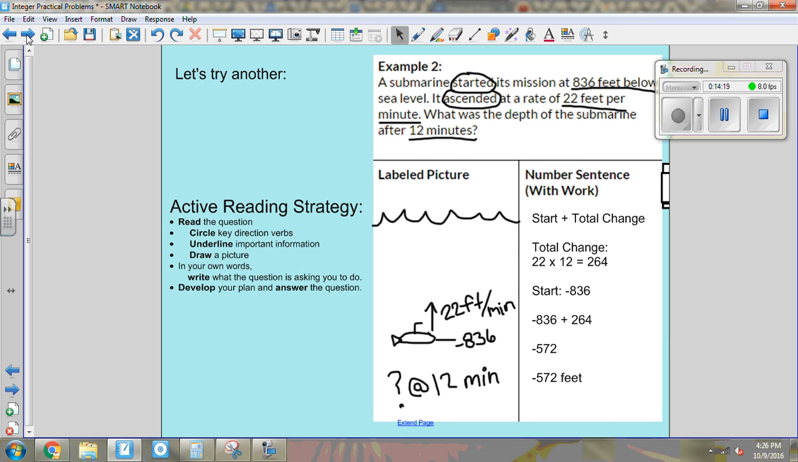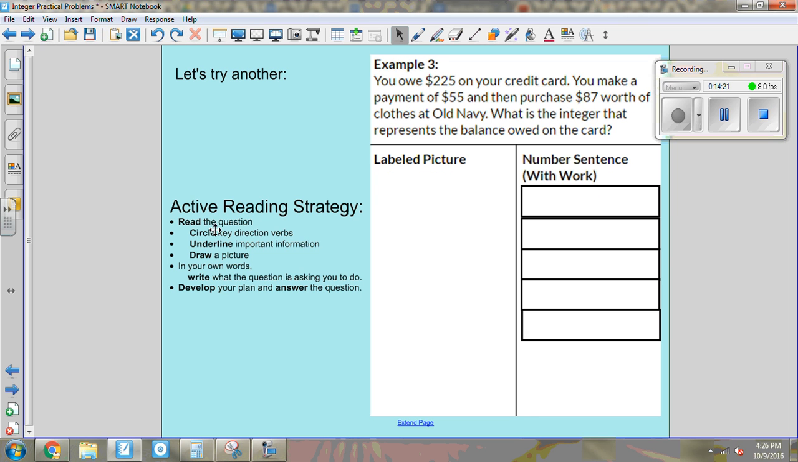Let's look at example number 3. Example number 3 says that you owe $225 on your credit card. You make a payment of $55 and then a purchase of $87 worth of clothes at Old Navy. So it's asking what's the integer that represents the balance owed on the card.